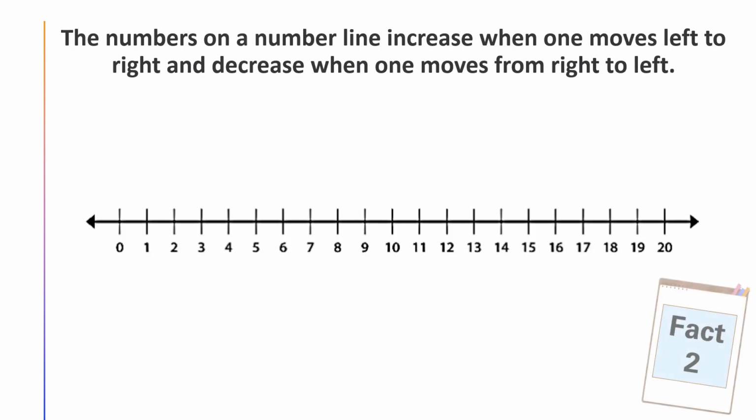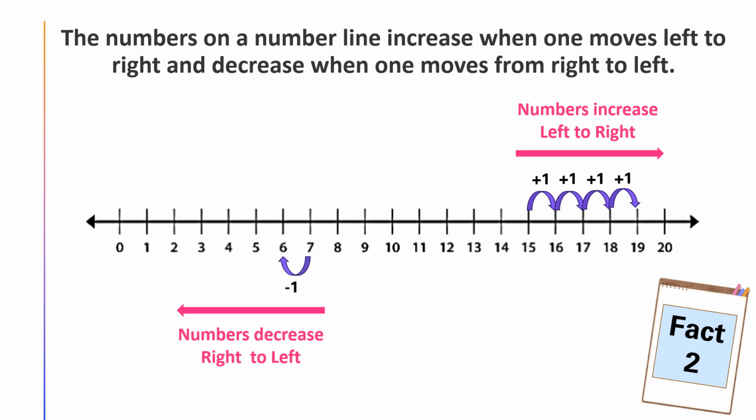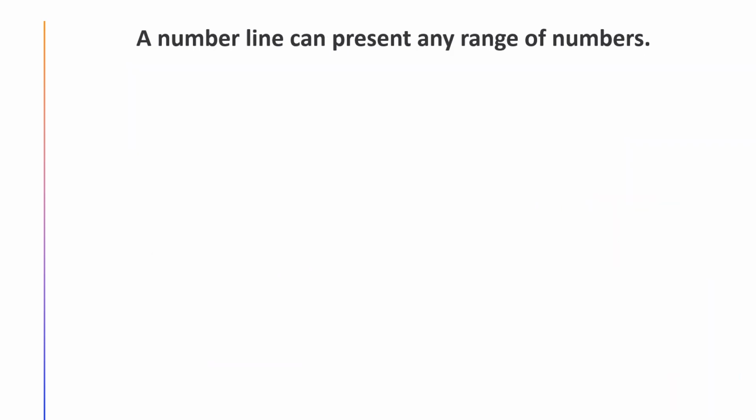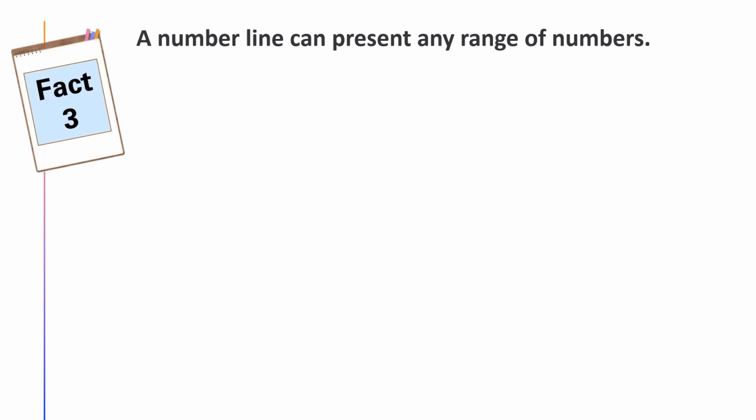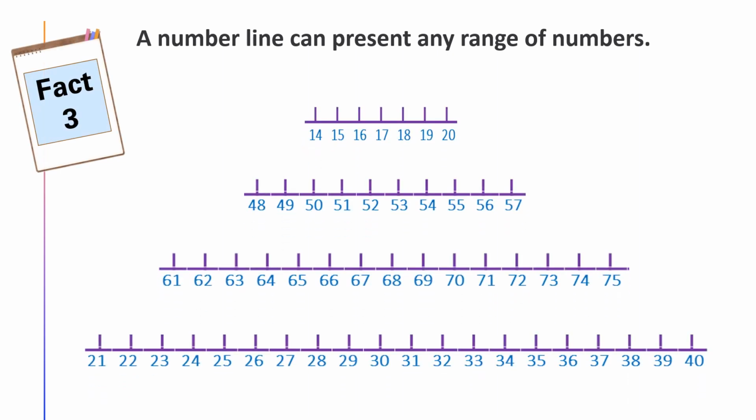Fact 2. The value of numbers on a number line increase when one moves left to right and decrease when one moves from right to left. Fact 3. A number line can start on any given number and stop at any given number. The possible ranges of numbers presented are infinite.